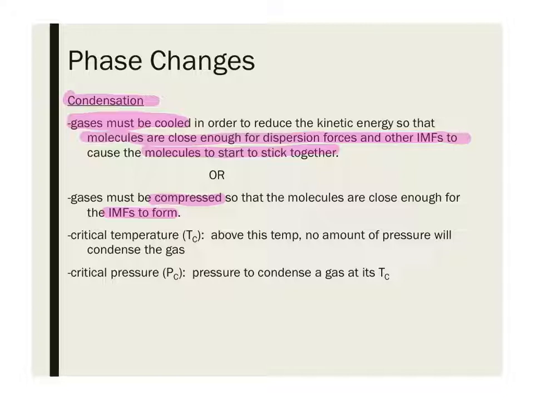There is a special temperature called the critical temperature, and we'll see this more later on in the unit. But above the critical temperature, no amount of pressure will condense a gas. So it's kind of a unique temperature for every substance. And then there's a critical pressure as well. The critical pressure is the pressure that it would take to condense a gas at its critical temperature.